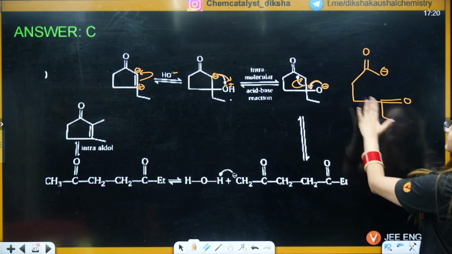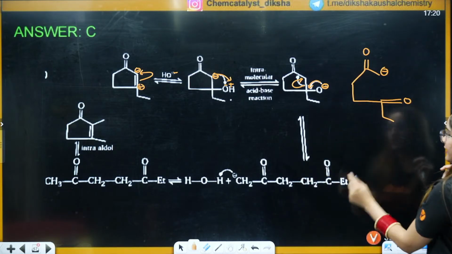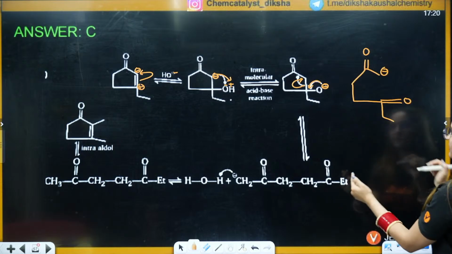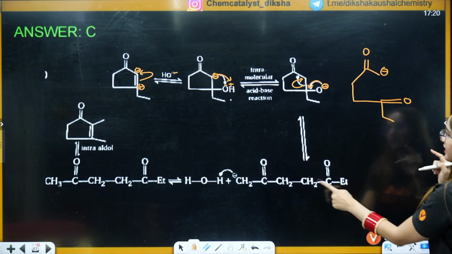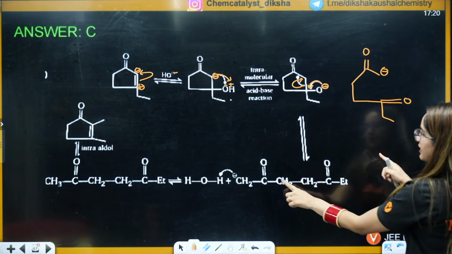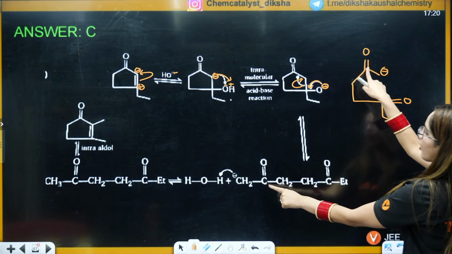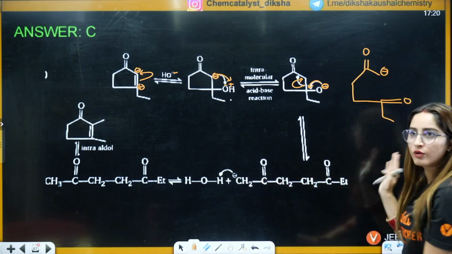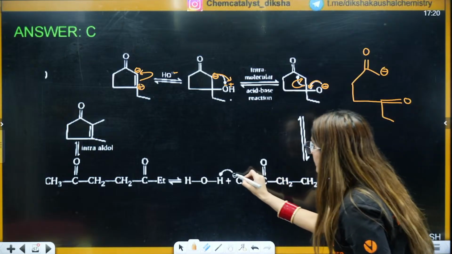So I'll write this similarly here. It is C double bond O. This is ET, this is CH2 CH3, ET. This is CH2 CH2 CH2 CH2 C double bond O, and this is CH2 negative. Got it? That is how I have drawn it here, right?